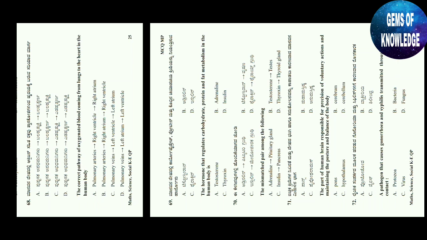Okay, next, 70th one. The mismatched pair among the following. So you have to tell which is the mismatched pair here. The first one is adrenaline. Adrenaline is the hormone secreted by the adrenal gland, not the pituitary gland. The rest are correct: testosterone is secreted by the testis, insulin is secreted by the pancreas, and thyroxine is secreted by the thyroid gland. Whereas this is the mismatched pair, that is adrenaline is secreted by the adrenal gland, not the pituitary gland. The pituitary gland secretes the growth hormone.